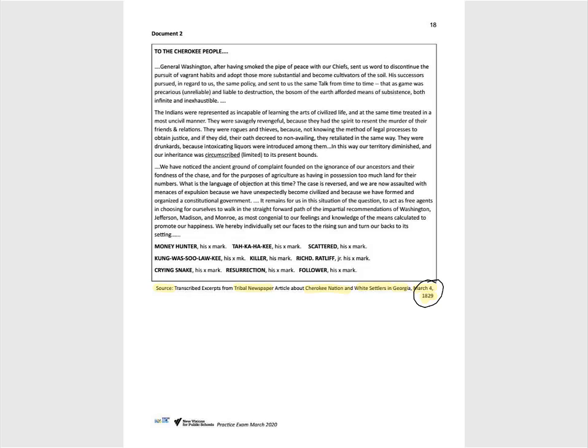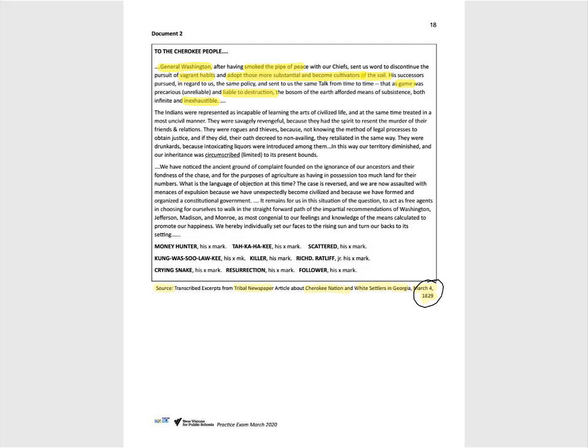To the Cherokee people, General Washington, after having smoked the pipe of peace with our chiefs, sent us word to discontinue the pursuit of vagrant habits and adopt those more substantial and become cultivators of the soil. His successors pursued, in regard to us, the same policy, and sent to us the same talk from time to time. That as game was precarious, which just means unreliable, and liable to destruction, the bosom of the earth afforded means of subsistence, both infinite and inexhaustible.